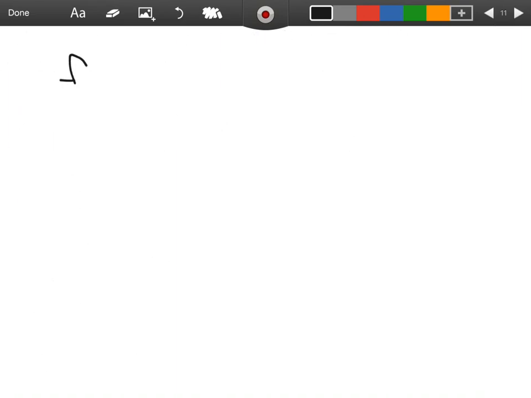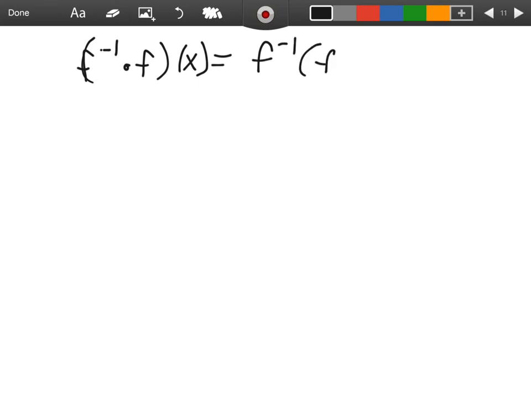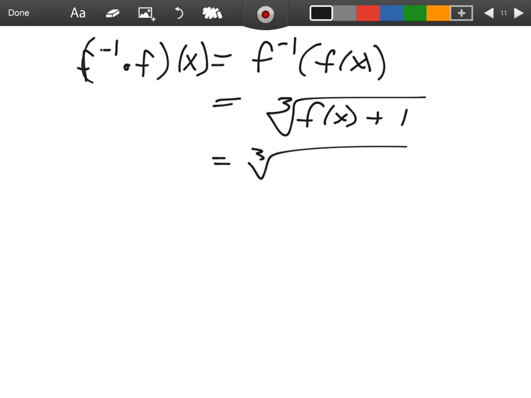Going the other way, if I do f inverse composed of f, it's going to be f inverse of f of x, the cube root of f of x plus 1, x to the third minus 1 plus 1. Get the cube root of x to the third, or just x. And you can do that to test things.